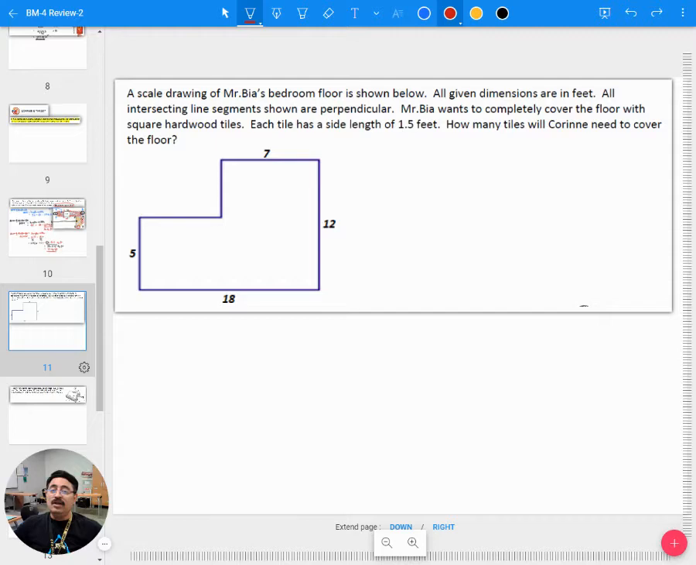How many tiles will Mr. Bay need to cover the floor? Actually, there is a condition, please remember this one: the number of tiles needed is equal to the area of the room over the area of one tile. So, this is the rule you have to remember.